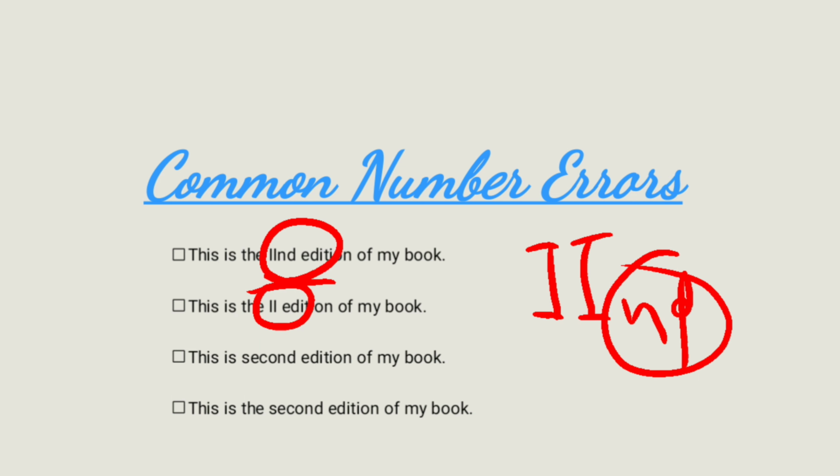This is second edition of my book. We generally use 'the' before ordinals. These are first, second, third, fourth, fifth. These are ordinals. And what are we to use? We are to use 'the' before ordinals. So this sentence is correct, bache. Rest of the sentences are incorrect. Got it? Now come to the next.